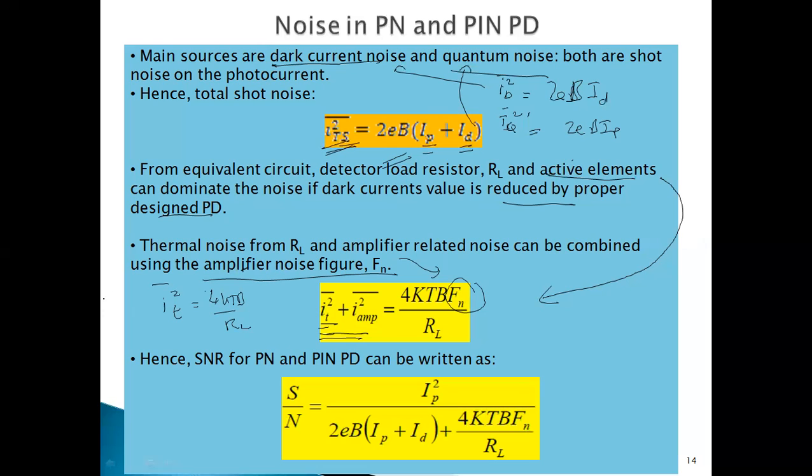So we can calculate the signal to noise ratio for the PN and PIN photodiode, which is simply based on this equation. We have learned before that S over N is given by I_P squared, the photocurrent squared, divided by the mean square of the noise current. The total noise current is a summation of the shot noise current, the thermal noise current and the amplifier noise current, which leads to these equations down here. Basically the denominator is a summation of the noise current from the shot noise and also the thermal noise. That is how we determine the signal to noise ratio for the PN and PIN photodiode.